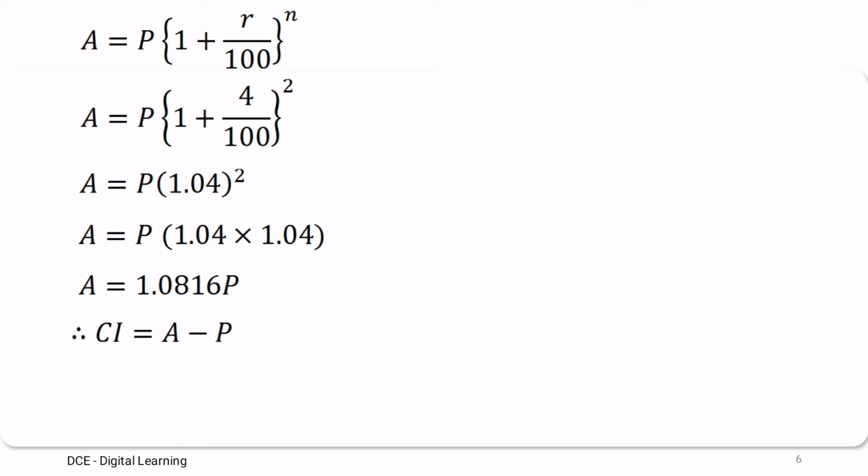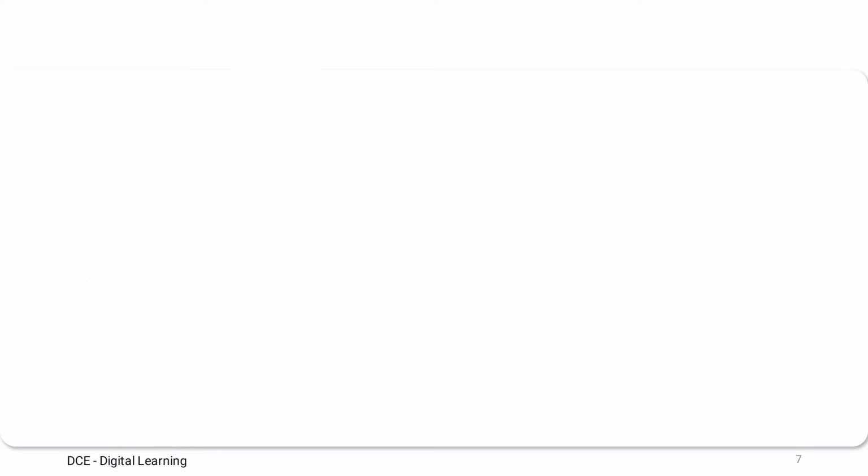Now compound interest equals A minus P. So the amount 1.0816 P minus 1 P. So 1.0816 P minus 1 P is 0.0816 P.